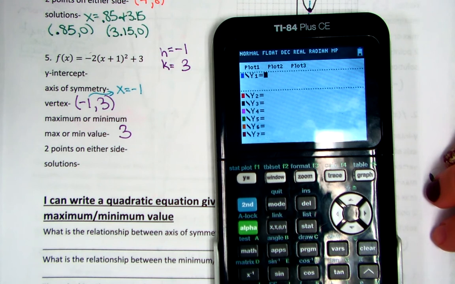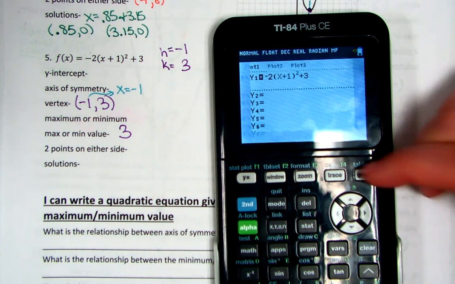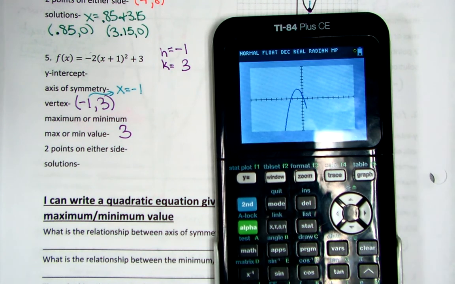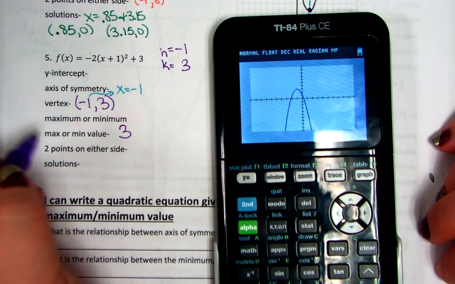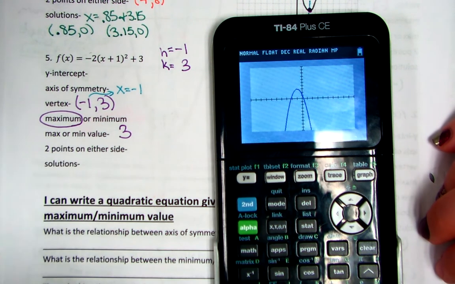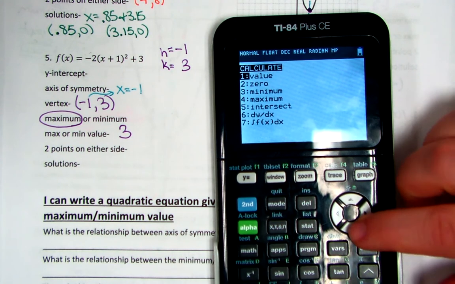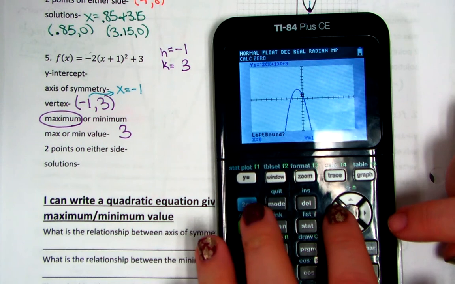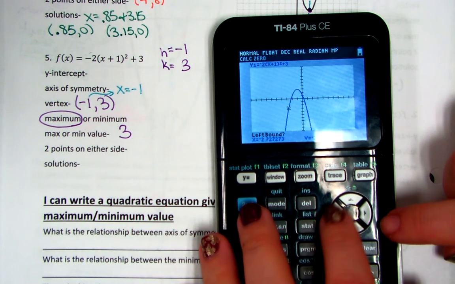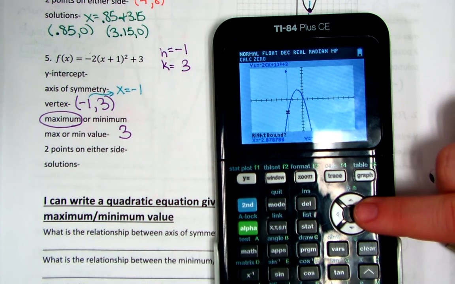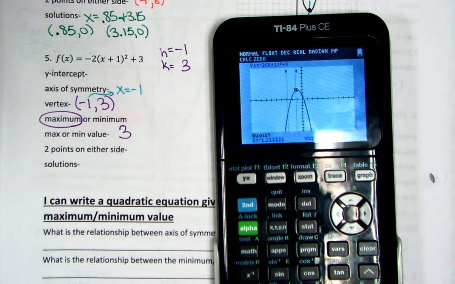So y equals, clear out what's there, -2 parentheses x plus 1 squared plus 3, graph. So it is opening down, confirming what we thought. It is a maximum value. And we need to find the zeros. So second calc, option 2. For the left 0, we'll move our cursor to the left side of the 0 and then pass it so that we're on the right side of the 0. Arrows are pointing at each other with the 0 in the middle.